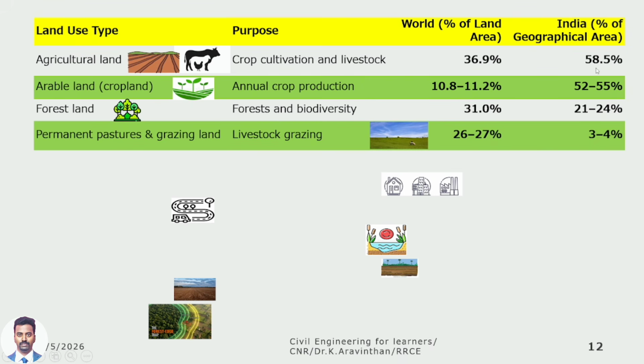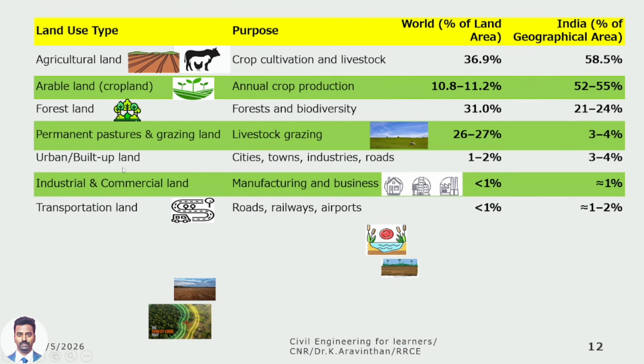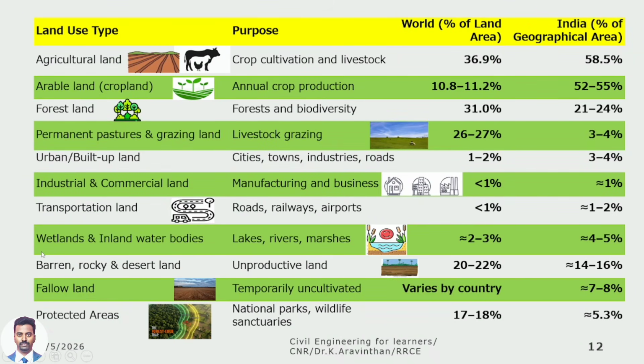When you add agricultural land and forest land, it nearly covers 75% of land. The rest of them are permanent pastures and grazing for livestock. You can see in the world 26%, in India pastures and grazing land are very less. Urban built-up lands, which are city, town and industrial roads, are 1 to 2% globally, and India is a developing country: 3 to 4% of geographical area is covered with urban built-up area. The industrial and commercial lands are very less compared to urban built-up land, at 1%. Transportation, which is road, rail networks and airports, covers 1 to 2% in India and less than 1% in the world. The rest is wetland, where rivers, lakes and marshes are. India has 4 to 5%, whereas the world has 2 to 3%.